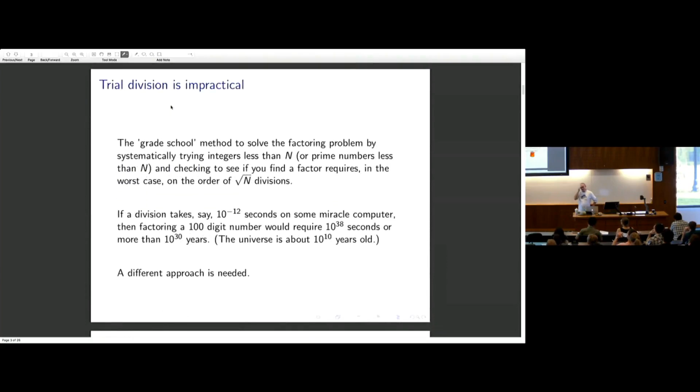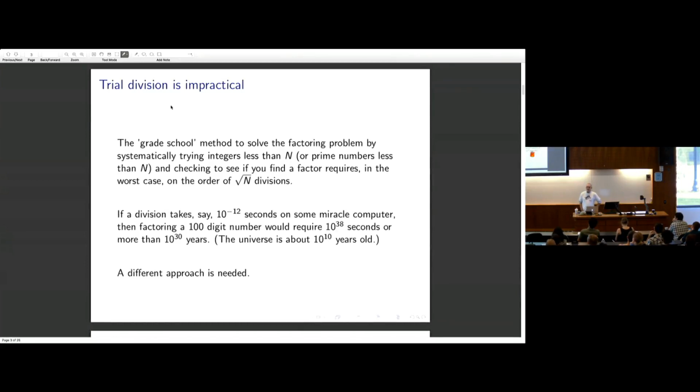So, the method you learn in grade school is that you start trying numbers. If you're a little bit more sophisticated, you try prime numbers, and you try to divide your number by each prime number in turn. And you stop when you reach the square root of the number, and you either find a factor or you don't. And if you do find a factor, then you're happy. And if you don't find a factor, then you're also happy because you've proved that the number's prime.